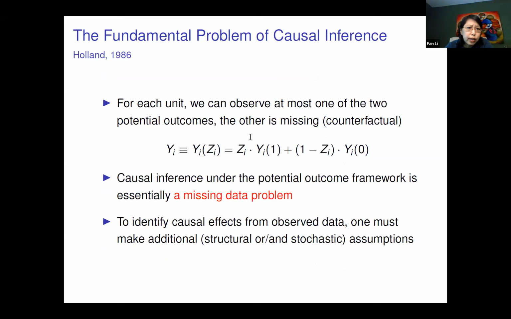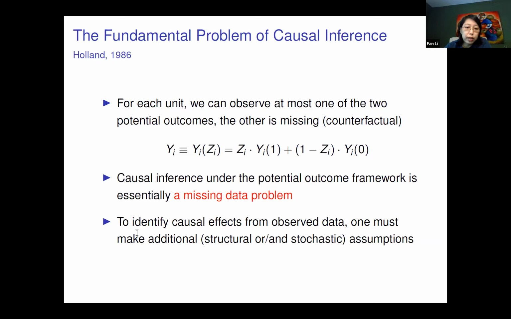Of course, the fundamental problem of causal inference is that for each person we observe only one of the two potential outcomes, and the other is missing. So causal inference under the potential outcome framework is essentially a missing data problem. We often say this, but in the frequentist domain we actually don't take this too seriously. In Bayesian inference, this is really important, because we really treat it as a missing data problem and often impute the missing potential outcome.